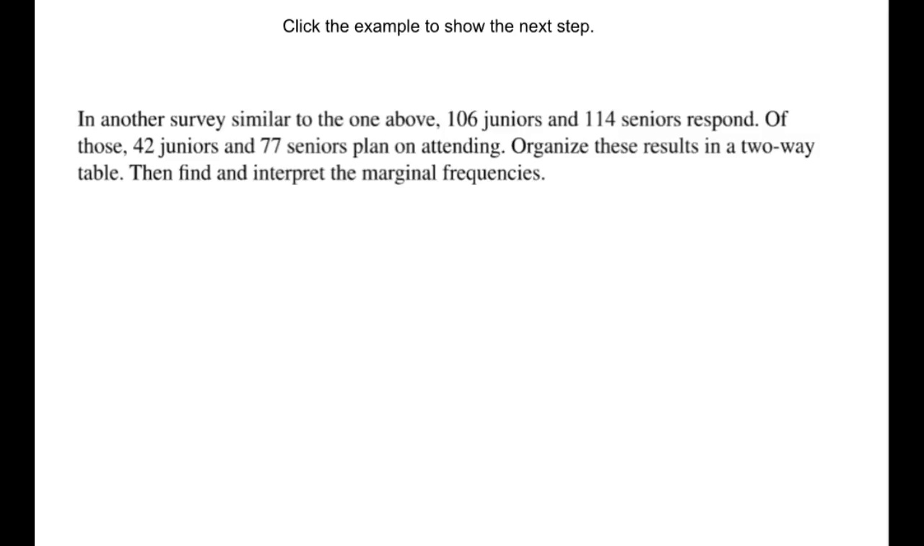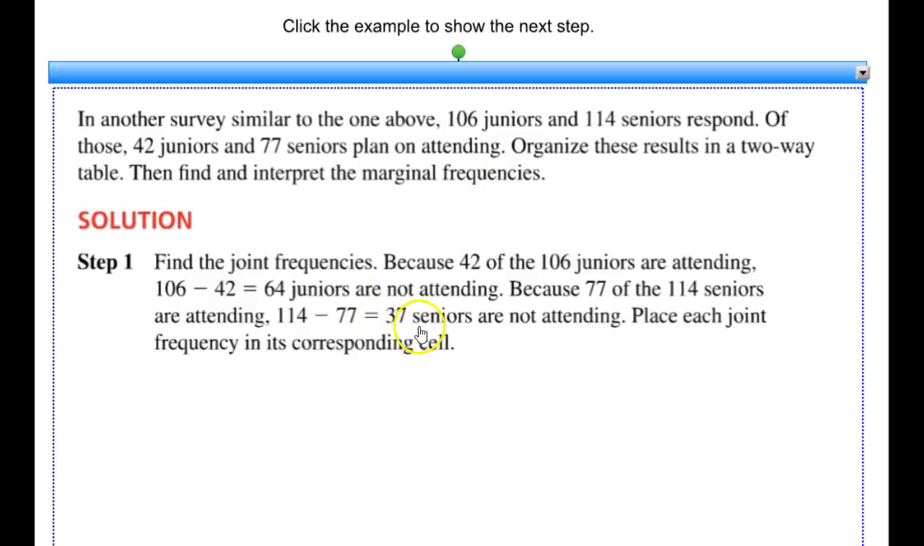In another survey similar to the one above, we surveyed 106 juniors and 114 seniors responded. So of those that responded, 42 juniors and 77 seniors planned on attending. So organize these in a two-way table, then find and interpret the marginal frequencies. So first thing I have to do is find each joint frequency. And remember, the joint frequency is each individual cell that's going to go into my two-way table.